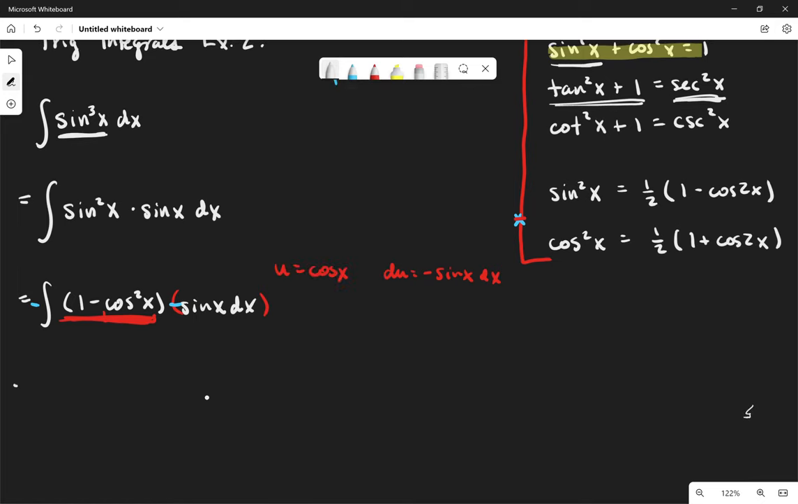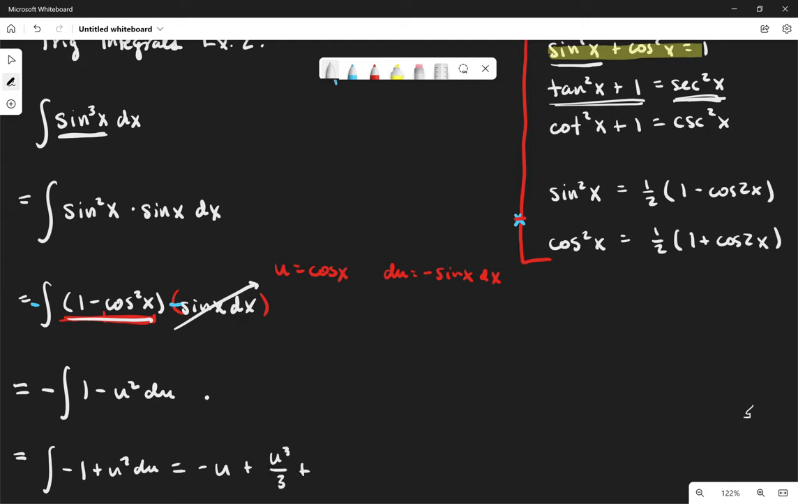And then I get negative integral of 1 minus u squared du. Okay, and now I'm going to distribute this negative sign: negative 1 plus u squared. Now I can do my power rule. Negative u plus u cubed over 3 plus c. And I can just sub my cosine back in.